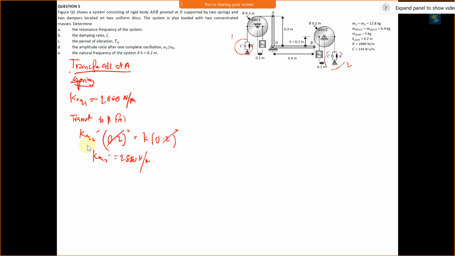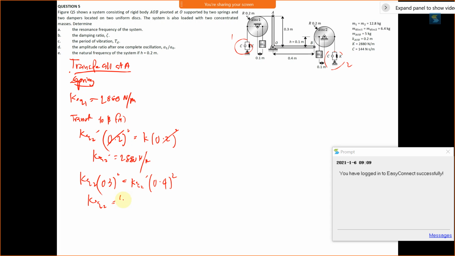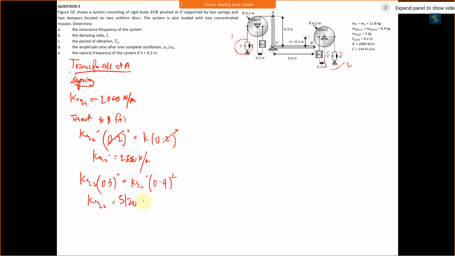So first adalah kita transfer K equivalent to prime dekat point B. Once kita dah dapat point B, kita transfer K equivalent ni dekat A pula. So K equivalent to times with 0.3 square equals to K equivalent to prime dekat B sekarang ni. So kita darab dengan K equivalent to prime times with 0.4 square. Okay, dan kita akan dapat K equivalent to, which is must be sama dengan 5120 Newton per meter. So that is our K equivalent.